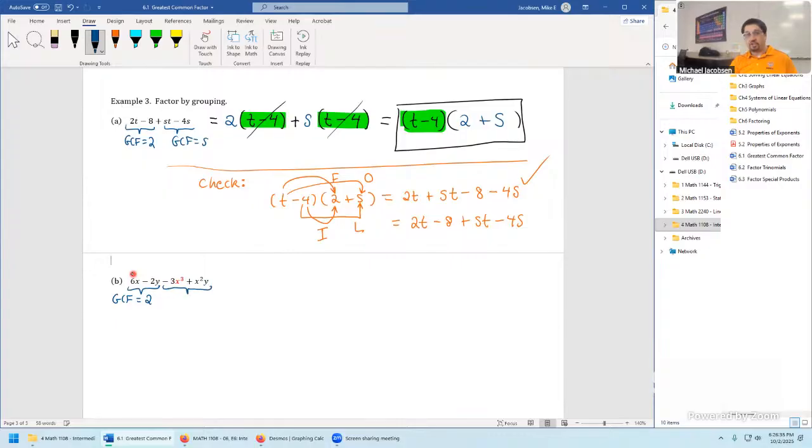Then do it again for the last two terms. There is something new on this one. It's separated by a negative sign, and that's actually kind of important to watch out for. Whenever there's a negative sign, we have to be careful of what we actually factor.